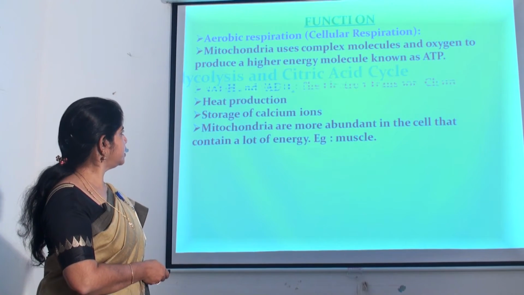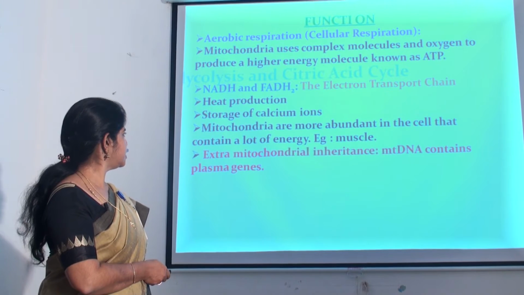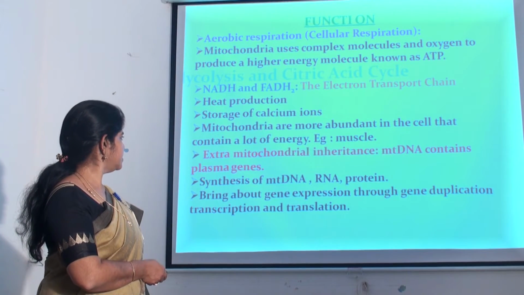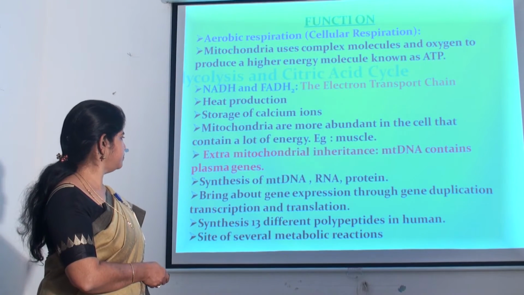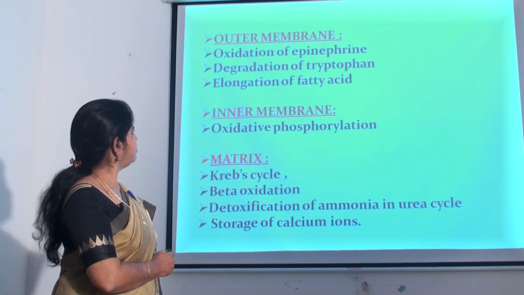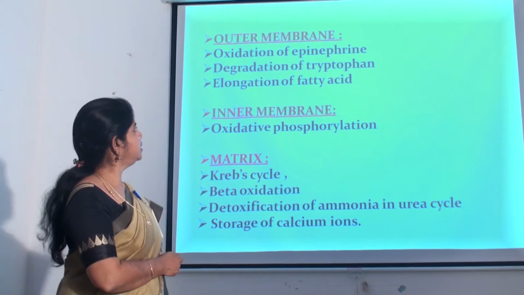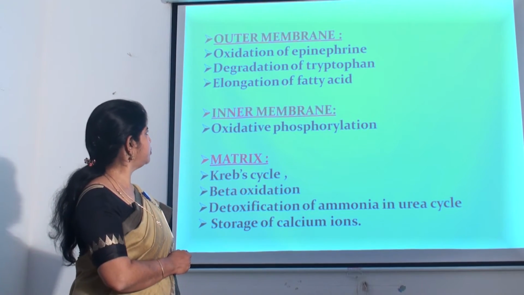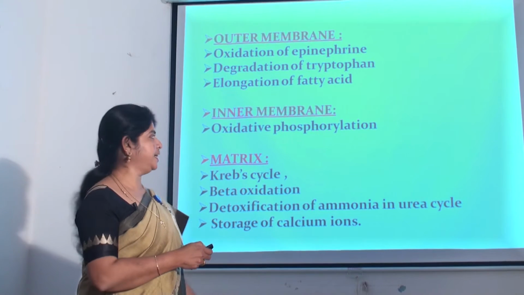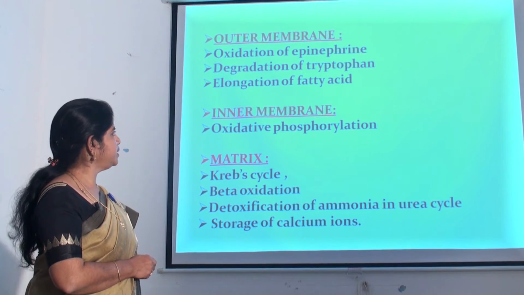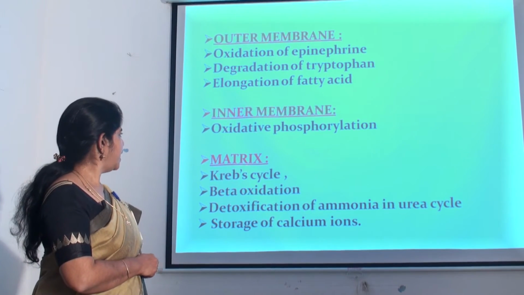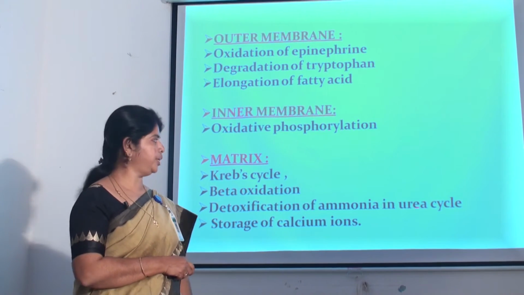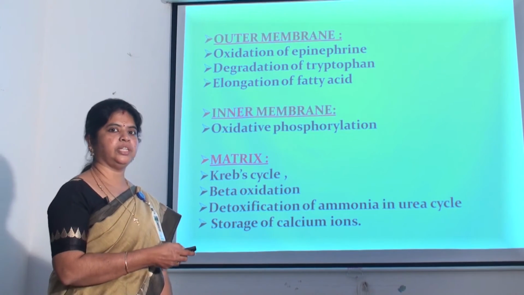Aerobic respiration, glycolic acid, electron transport system, and then mitochondrial DNA and synthesis, energy duplication. So the function of the outer membrane is the oxidation of epinephrine, degradation of tryptophan, and then elongation of fatty acids. And the inner membrane, the main thing, oxidative phosphorylation, and in the matrix the Krebs cycle, beta oxidation, detoxification of ammonia in the urea cycle, and storage of calcium ions.